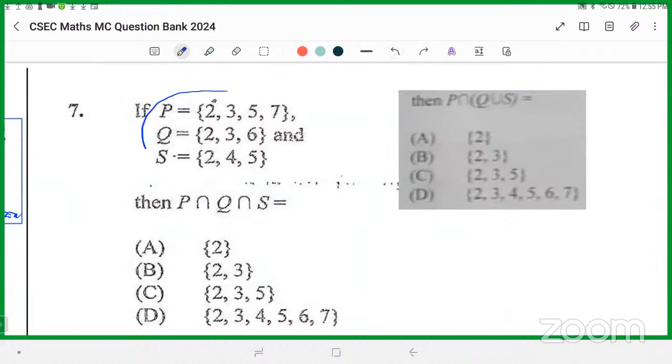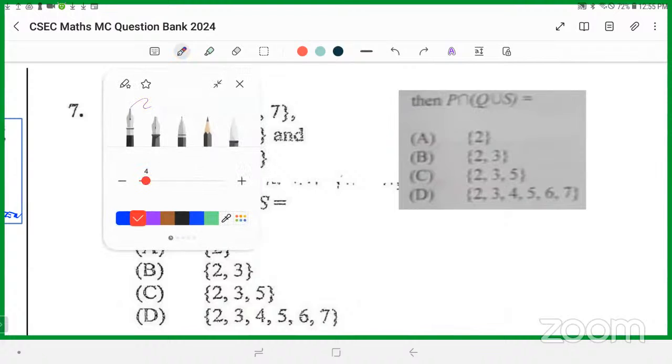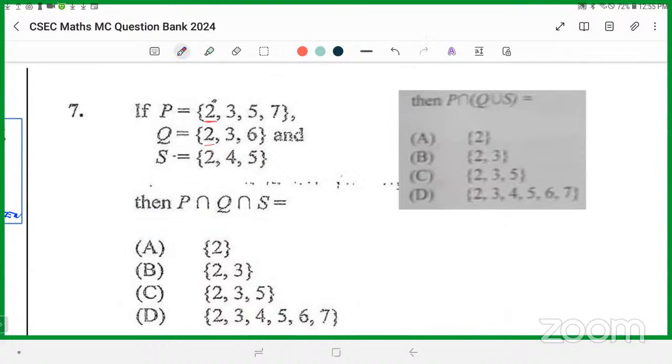From the same information. So this one now is the intersection of the three sets, P intersect Q intersect S. That's what this is. What value is in all three sets? The 2 is in all three sets. 2 is the only value in all three sets. So this answer is 2. So the answer is this one.